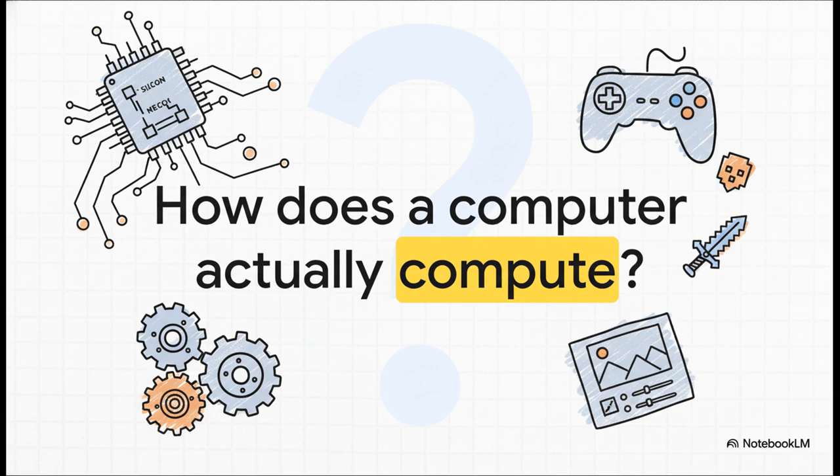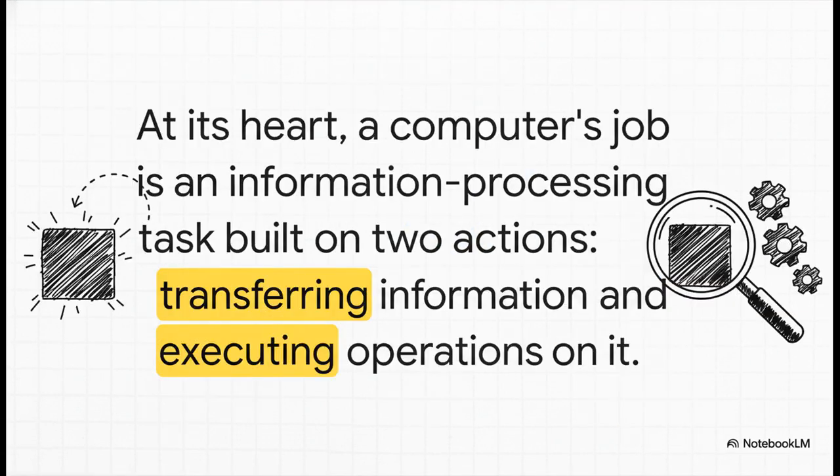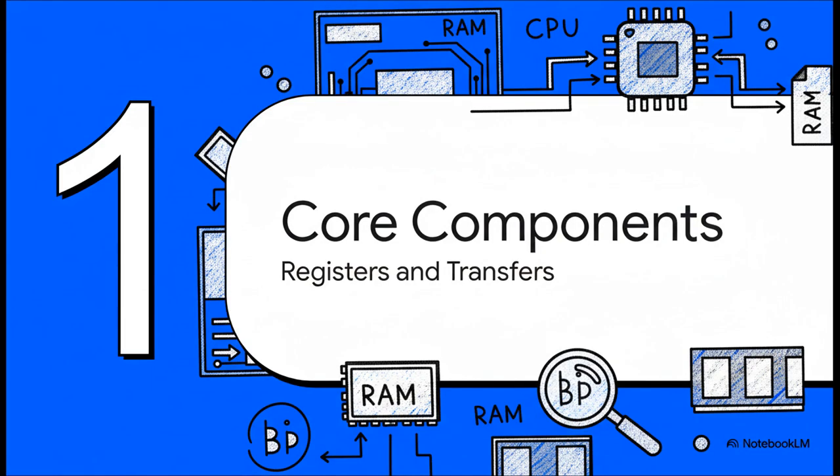How does it go from being a box of circuits to running your favorite game or letting you edit a photo? Believe it or not, the entire secret sauce boils down to just two fundamental ideas: moving information from one place to another and then changing it. That's it. At its very heart, a computer is just a machine that is unbelievably good at zipping data around and making tiny, precise little changes to it. Okay, so let's dive into that first part.